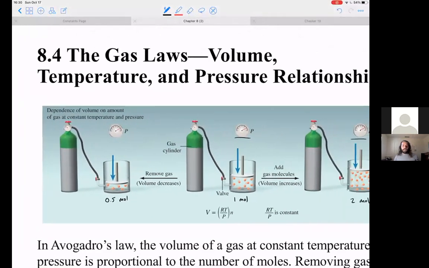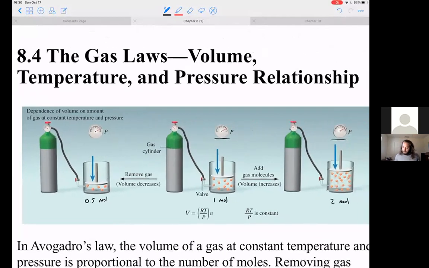So it's fairly intuitive to think about. Basically, if you're adding gas to a container, as long as the pressure is variable, you'll increase the size of that container. In this case, this container has a little valve that can move up and down in order to keep pressure constant. So that's what's happening here.